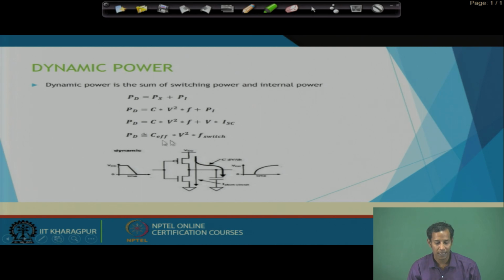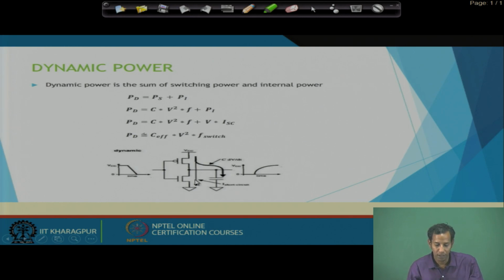Mainly, the contribution of the internal power to the overall dynamic power consumption is very low, so it is not equal. You can write that the switching power is the major contribution, so you can just omit this particular term. The internal power will be in nanowatt, whereas the switching power should be in the range of milliwatt.